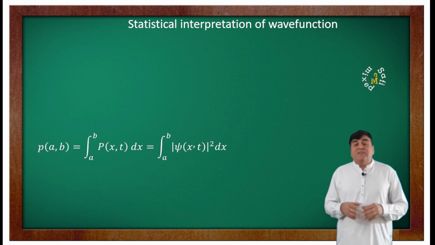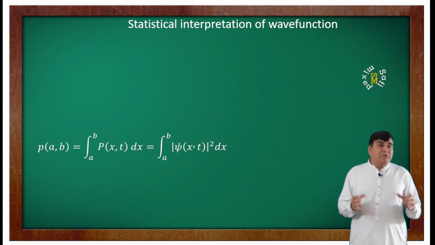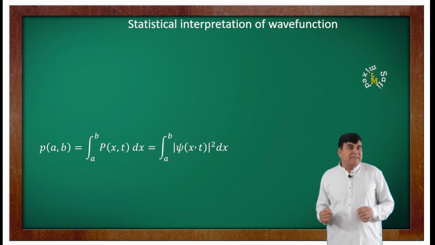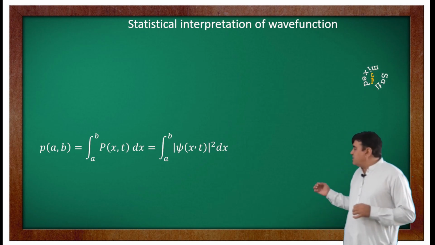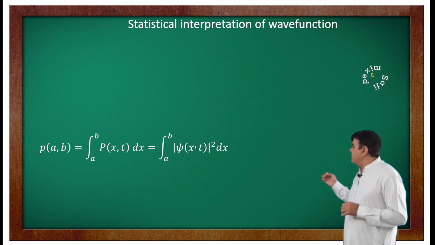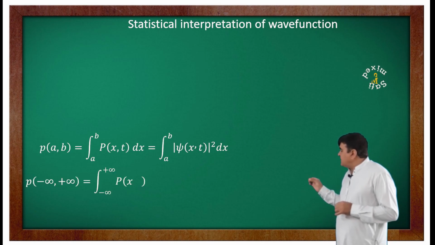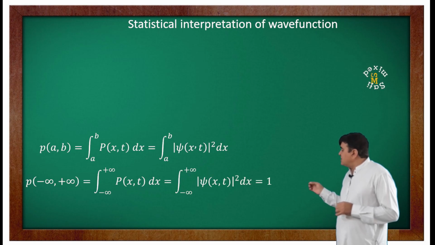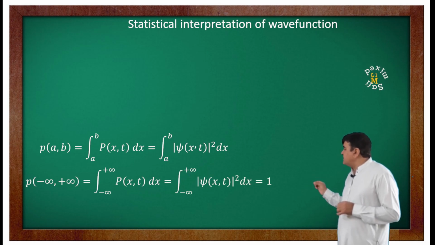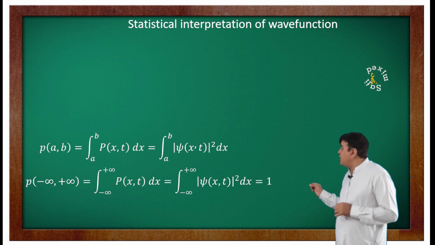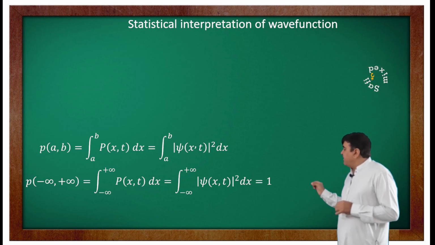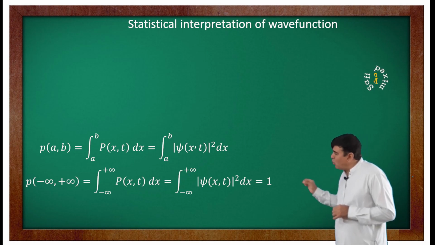Since the particle must be somewhere in the region, therefore, according to the normalization condition of probability, that equation for the whole region can be expressed in the form: the probability of finding the particle in the whole region, from minus infinity to plus infinity, equals the integral of the probability density from minus infinity to plus infinity, which in turn can be expressed as the integral of the modulus square of the wave function from minus infinity to plus infinity, and that must be equal to 1.